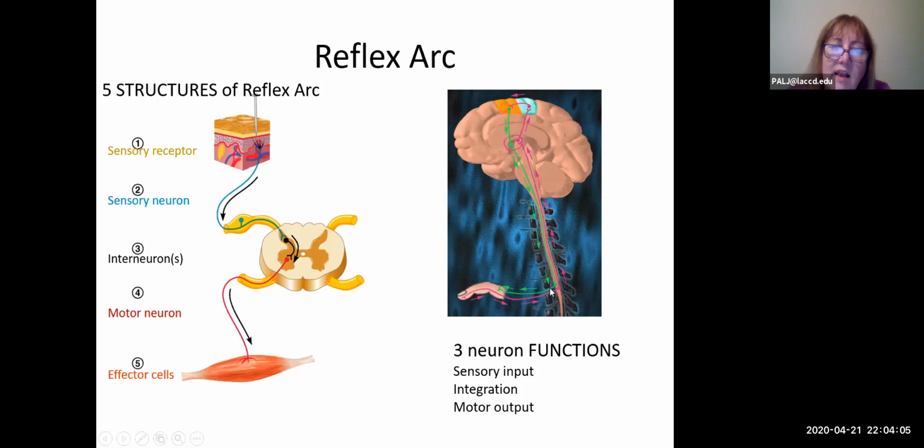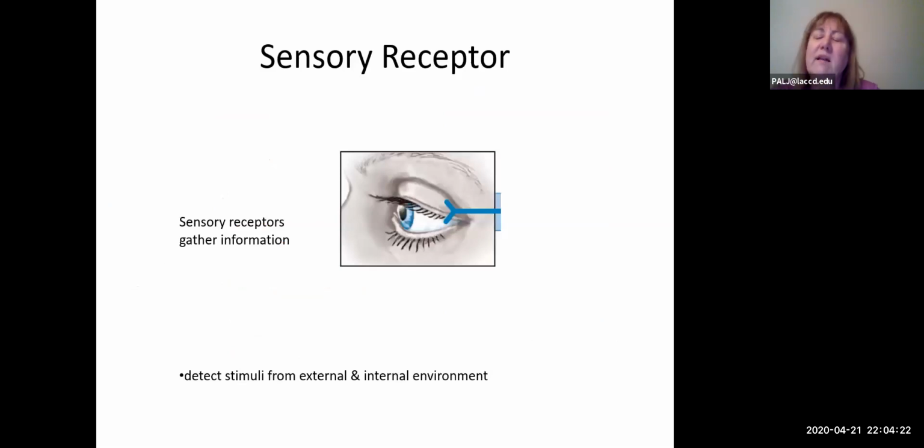And then finally, the last green neuron is the motor neuron carrying it back to the effector cells, which in this case will be the muscle cells in the finger. So this is what I said when there can be many interneurons. So let's go through these things one by one.